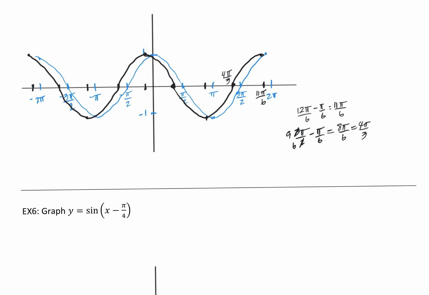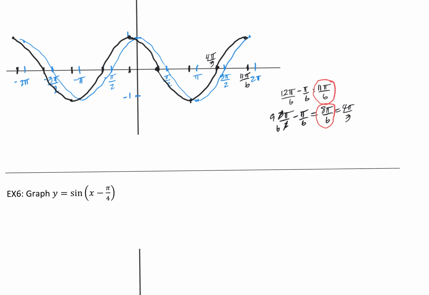We started out at 11 pi over 6, and then we went to 8 pi over 6. If you just look at the numerator, and the denominator is the same, we took away 3. So if I keep that pattern going from 8 minus 3, I should get 5 pi over 6. Remember, there's a pattern to all of this with our trig functions. That's what makes them so nice.